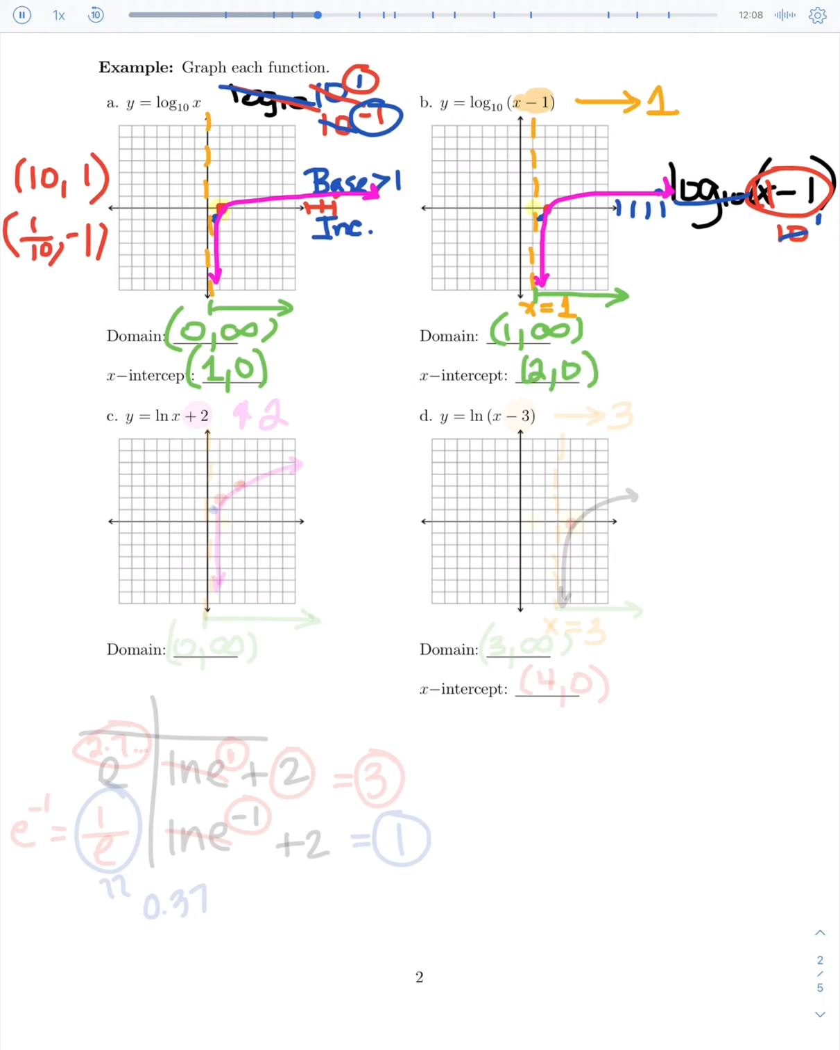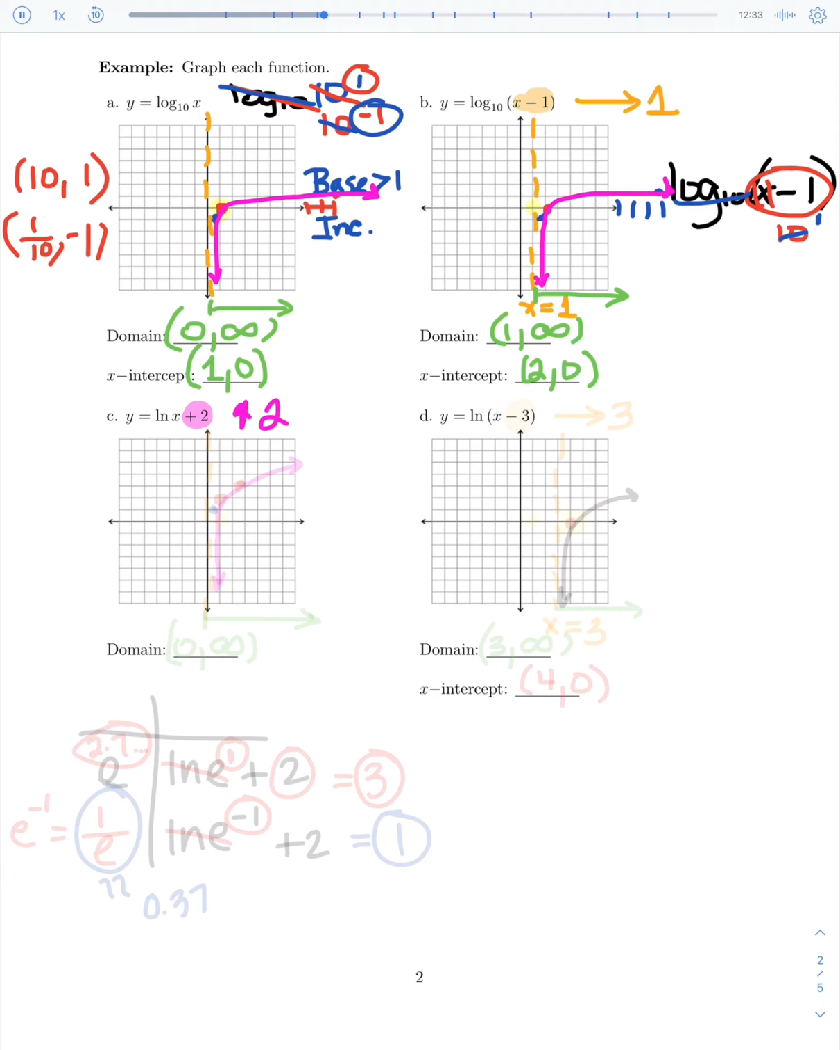Now let's look at problem C. Notice in C, we don't see any parentheses, so this plus 2 that we're looking at as a part of our natural log is actually on the outside of our logarithm, so that means it's going to be shifting us up or down. In this case, because it's a plus 2, it's going to shift us up 2. So let's see what that does.